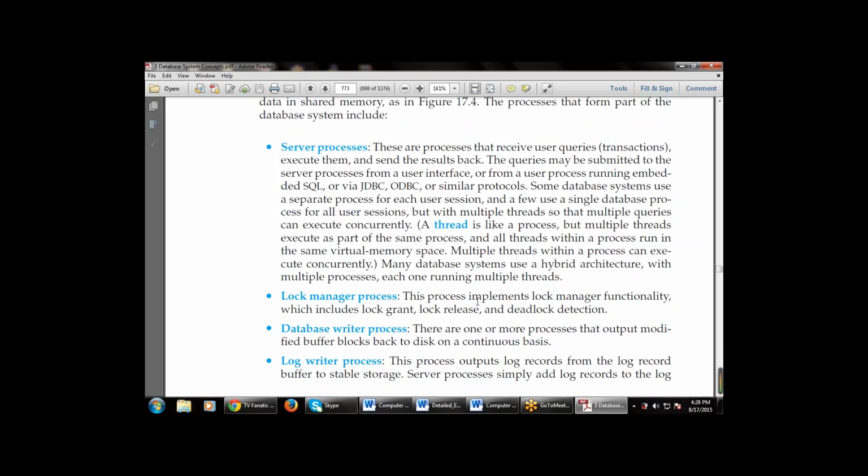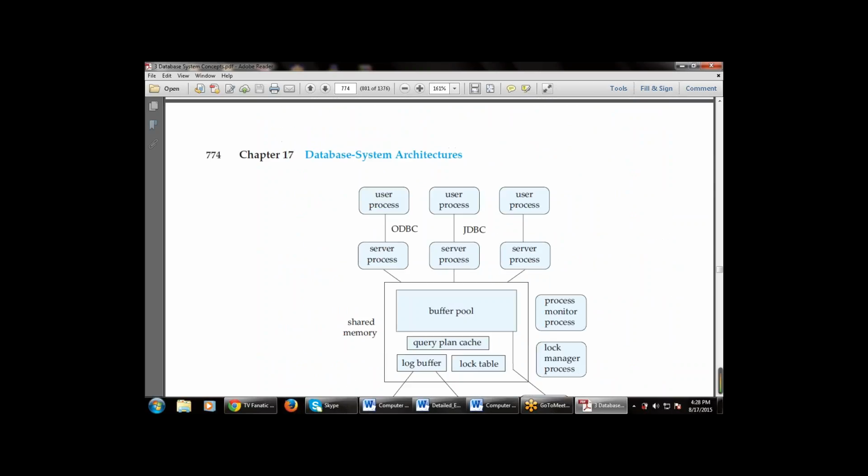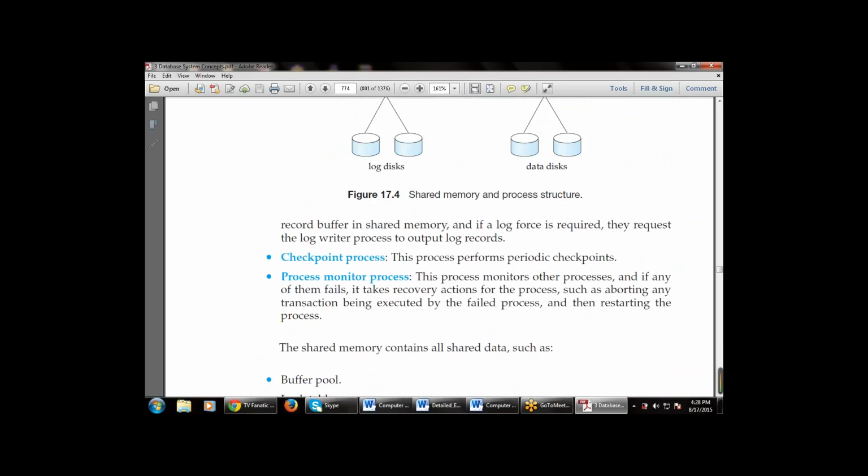then the log manager process, the database writer process, and the log writer process. These are the various processes available in memory for the transaction server. And these are the various checkpointing mechanisms used, such as ODBC and JDBC.